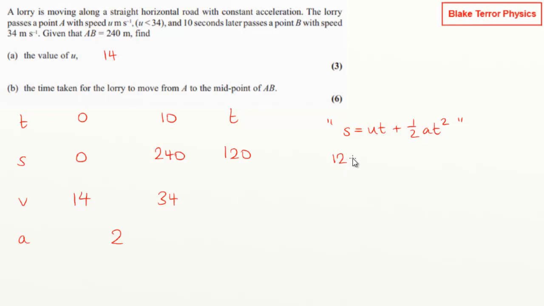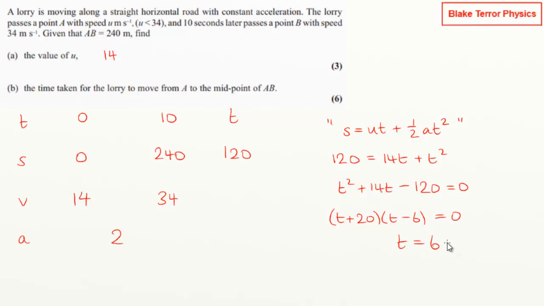So 120 is going to be equal to 14t plus a half of a, which is 1, times t squared. So we've got that quadratic, t squared plus 14t minus 120 equals 0, just to get it in standard format. That's going to factorize pretty easily because we're going to want 20s and 6s. So (t plus 20)(t minus 6) equals 0. We want positive time, so it's going to be t equals 6 seconds.